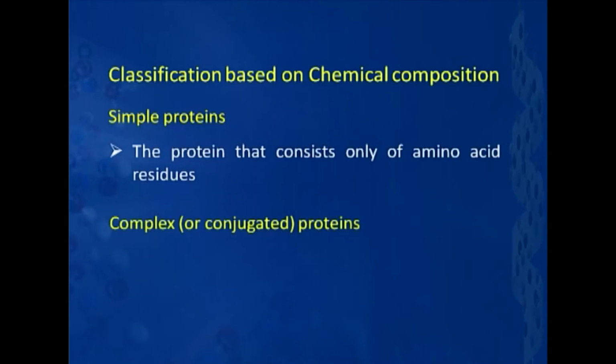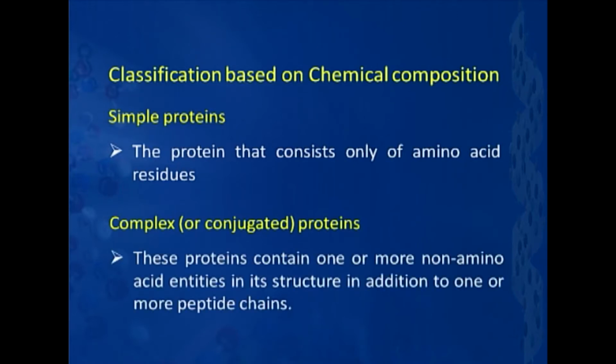Whereas the second class happens to be complex proteins, also called conjugated proteins. Now, these proteins are the ones which contain one or more non-amino acid entities in the structure, in addition to one or more peptide chains. What it means is the complex protein, as the name suggests, is very complex. It may have 1, 2 or more than 2 protein subunits, and also there could be some component which is in addition to, which is non-amino acid component over there. So, that is a conjugated protein.